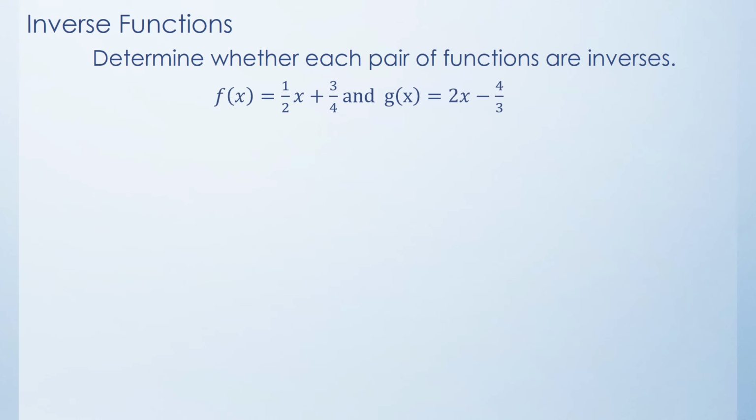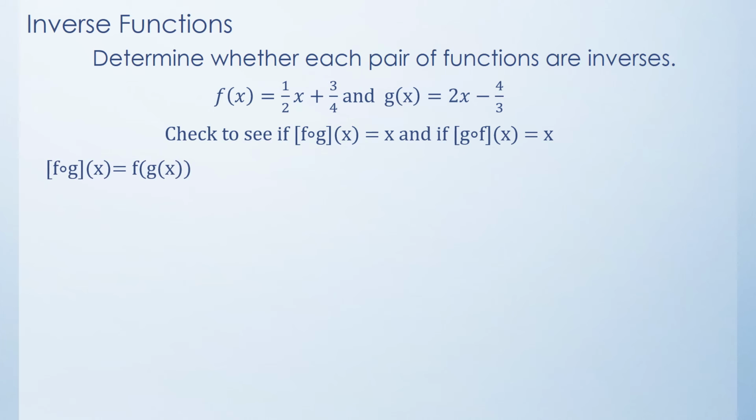So here are my next functions. I need to check the compositions. Please note, it does not matter which composition you start with first, you just want to check them both. So I start with f of g of x. So this function, g of x, is equal to 2x minus 4/3. I take that value and I substitute it into my f function.